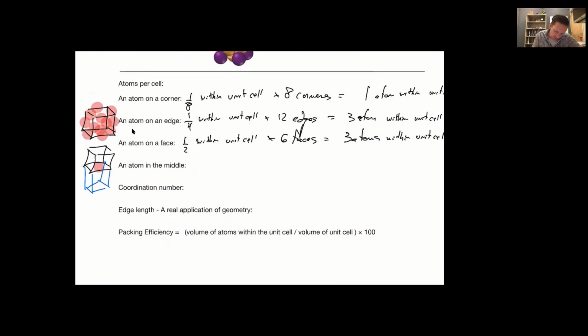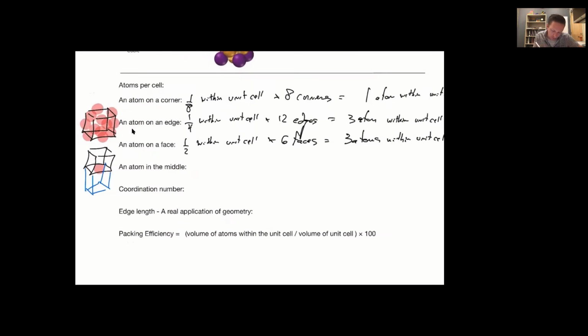And then the middle is the easiest. If you have an atom right in the middle of the unit cell, the whole atom is within the unit cell. 1 atom within the unit cell. And for us right now, there's really only 1 middle. But you will see with ionic crystal structures, you could have a bunch of atoms or ions all stuck in the middle. So you got 1 atom within the unit cell.